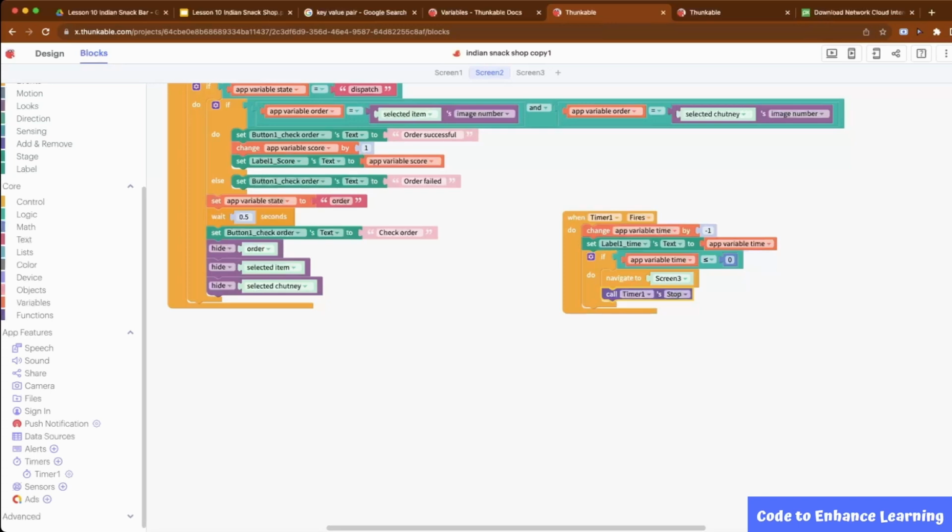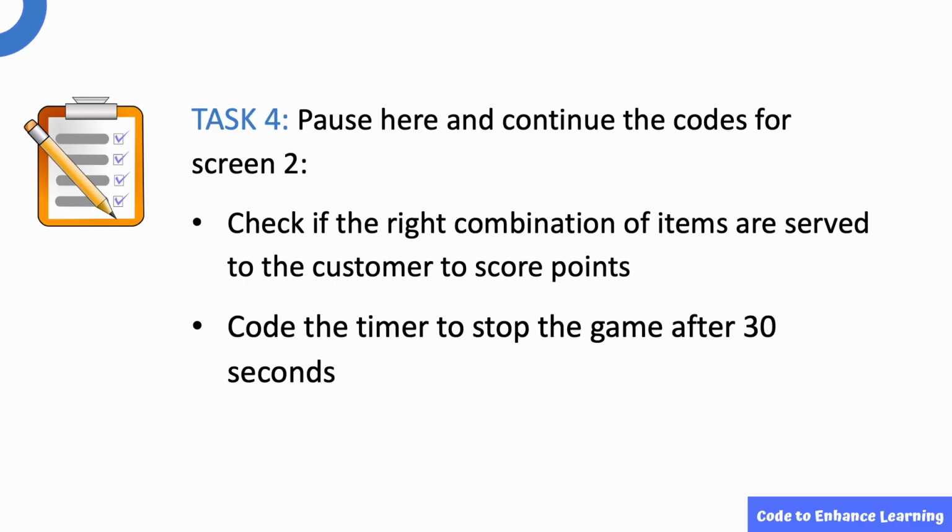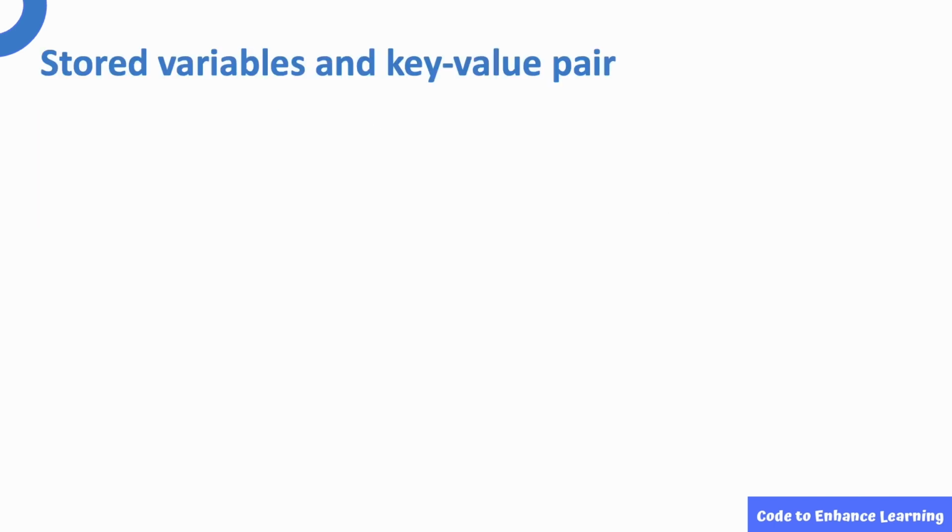We will test the app after we code screen 3 as well. This brings us to task 4. Pause here and continue the codes for screen 2. Check if the right combination of items are served to the customer to score points. Code the timer to stop the game after 30 seconds.